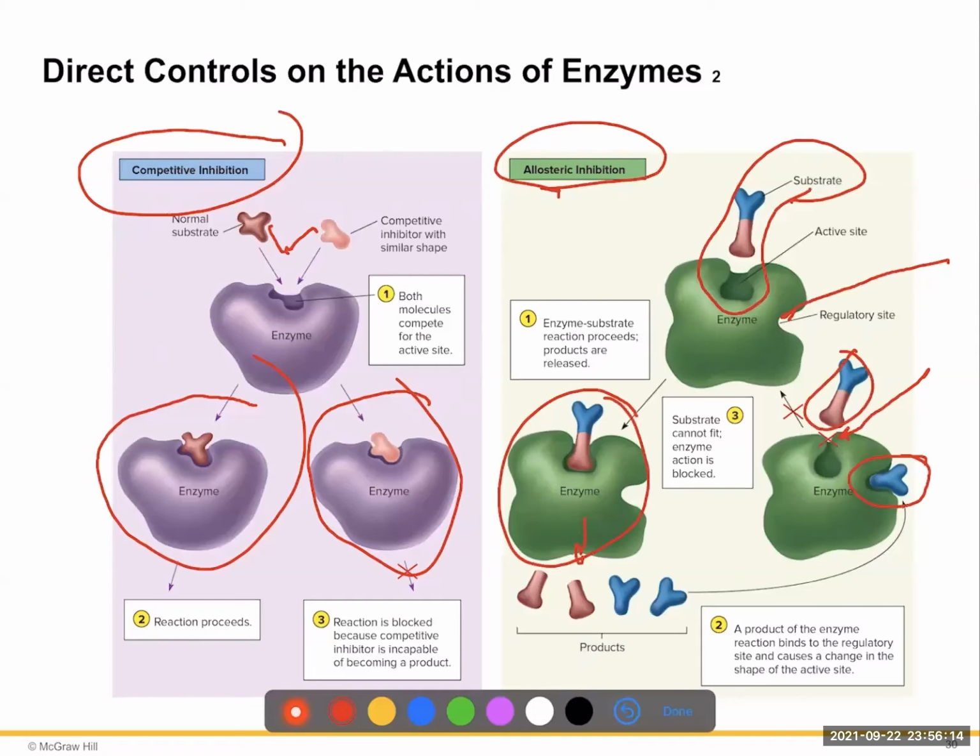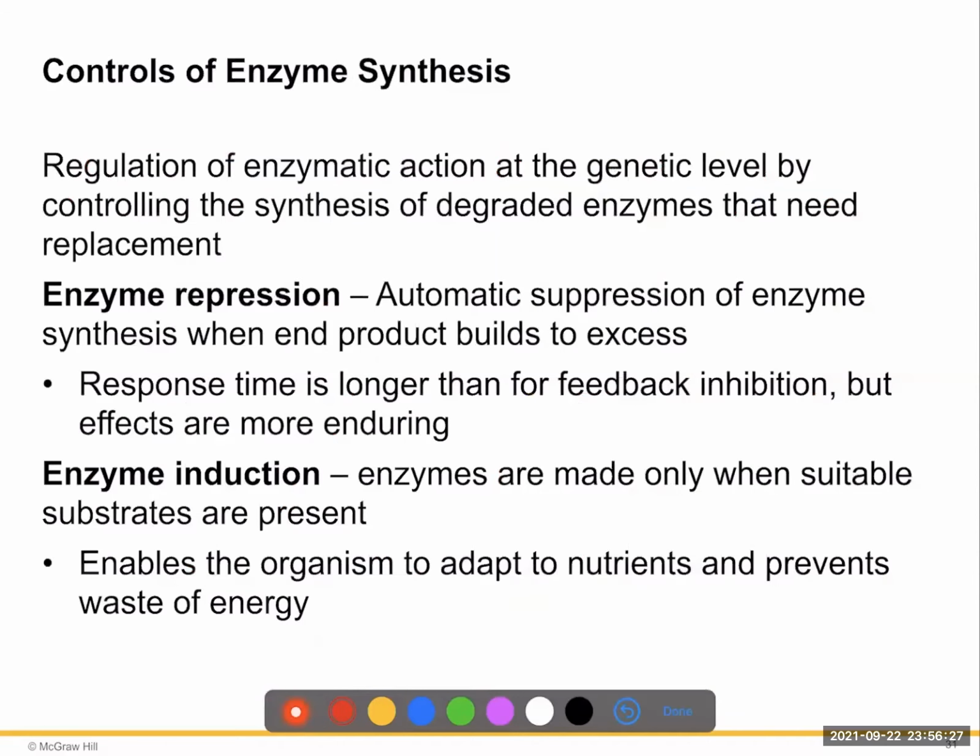So competitive inhibition, allosteric inhibition, and non-competitive inhibition. Non-competitive inhibition is just when this whole thing forms like this and something forms around it and prevents that substrate from leaving. Does that make sense so far? Yes, it does. Okay, good.